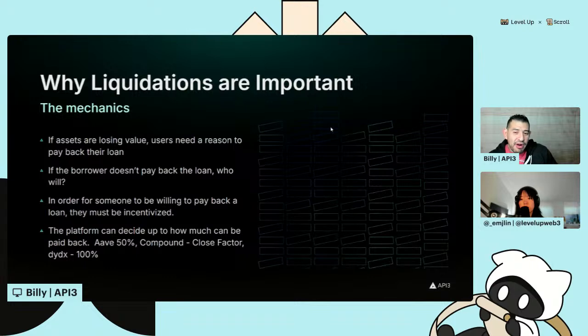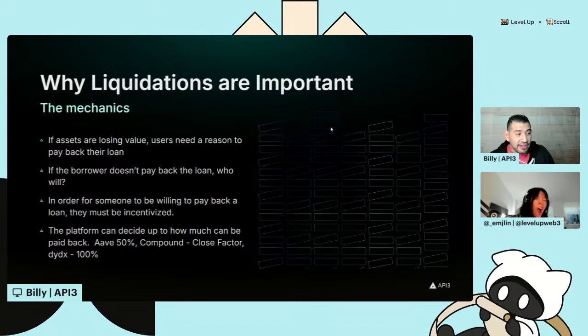So if the borrower doesn't pay back the loan, then who will? Who's going to pay it back? In order for someone to pay back a loan, they have to be incentivized. The platform can decide how much can be paid back of the bad debt. Currently, Aave on average allows only 50% of the debt. So if I borrowed $700, I can only pay back 350. If I had 1,000, I can pay back 500.